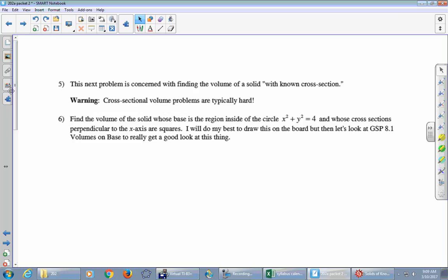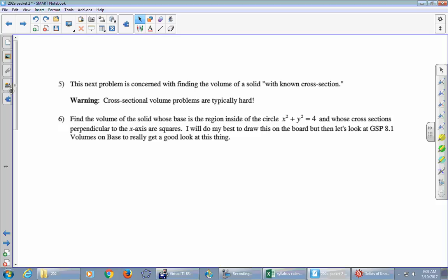Okay, this next problem here is concerned with finding the volume of a solid with known cross-section. Here is a warning: cross-sectional volume problems are typically hard. They are well known to be nightmare-inducing. Let's give this one a shot. We're going to find the volume of the solid whose base is the region inside of the circle x squared plus y squared equals 4, and whose cross-sections perpendicular to the x-axis are squares.